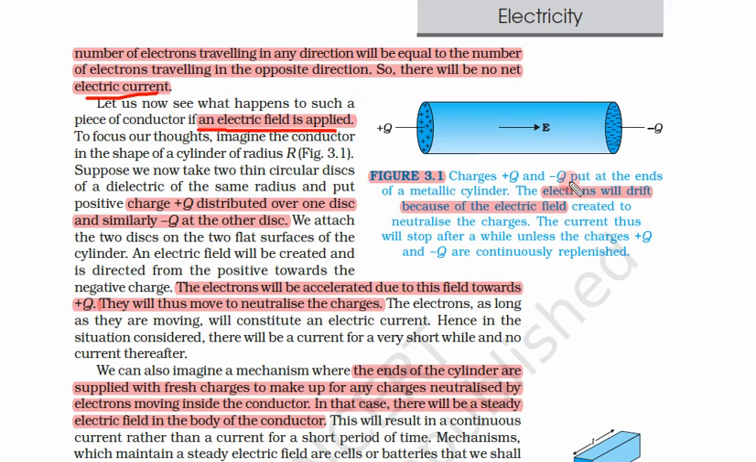Charges positive Q and negative Q are put at the ends of a metallic cylinder. So these are charges. The electrons will drift because of the electric field. What is drift? This overall motion towards the right side or overall motion towards the left side.